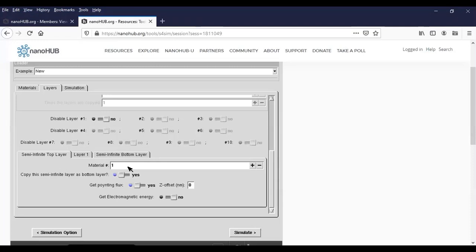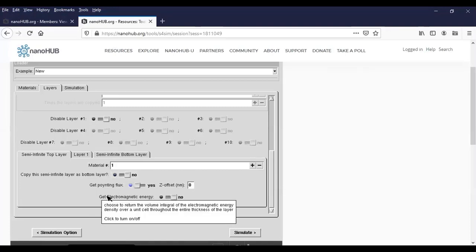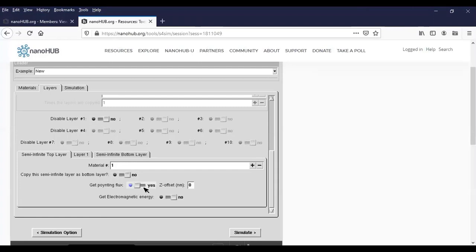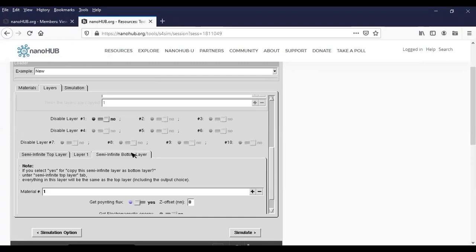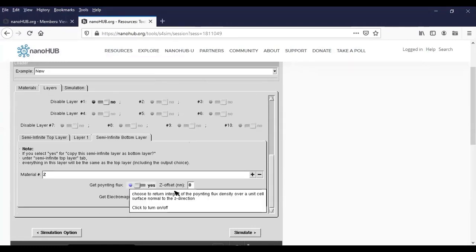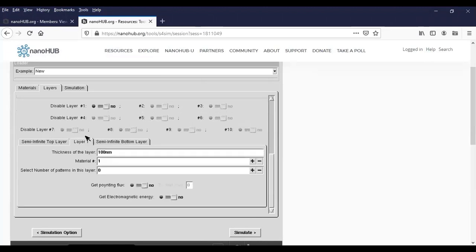So our top layer is made of material one, and we don't want to copy the semi-infinite layer as the bottom layer. And we want to get Poynting flux in this layer, with a C offset of zero. The bottom layer is made of material two. And we want to get Poynting flux in this layer, choose yes, with a C offset of zero. The layer in the middle, we keep it the same as the top layer, material one. And we don't really care about the thickness, so we leave it as the default value.